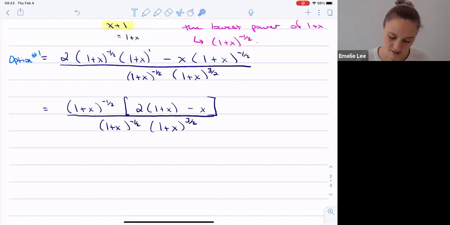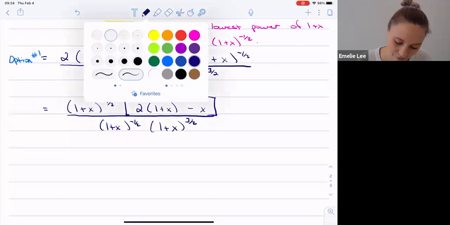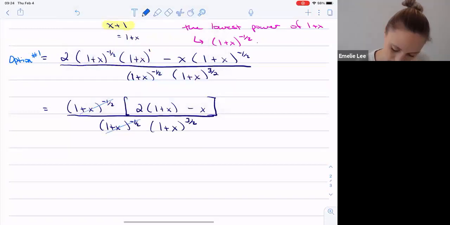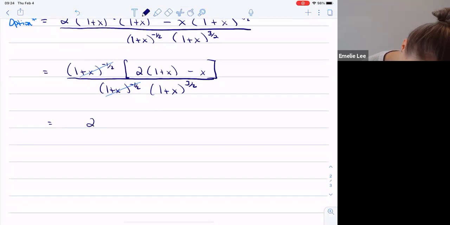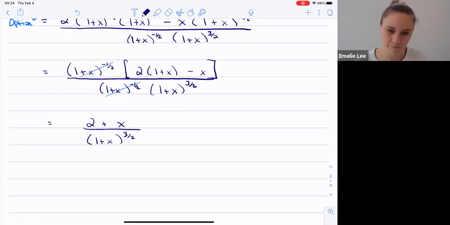Notice that what I've done here is now because there's a common multiple of 1 plus x to the negative 1/2, I'm able to cancel these guys, right? Only because they're multiplying. And then I can simplify a little bit up here, right? Expand this 2 inside. 2 plus 2x minus x puts me at 2 plus x. I had to think about that one. So this becomes 2 plus x over 1 plus x to the 3 over 2.